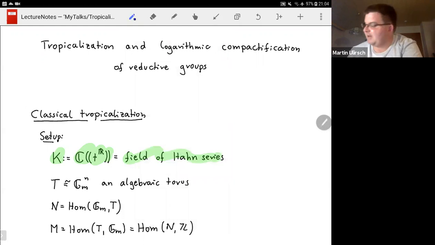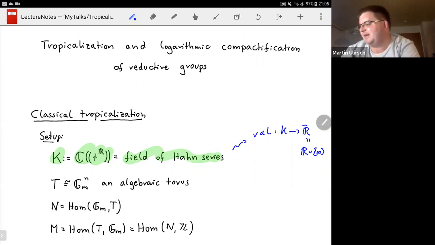And this thing has an evaluation, which we think of as a map from K to R bar, where R bar is just the real numbers union infinity. And what does the evaluation do? Well, you take the summand of smallest degree which doesn't vanish and send it to the degree of that summand. And at the same time, and that's a result of Hahn, that's why they're called Hahn series, this is also an algebraically closed field.